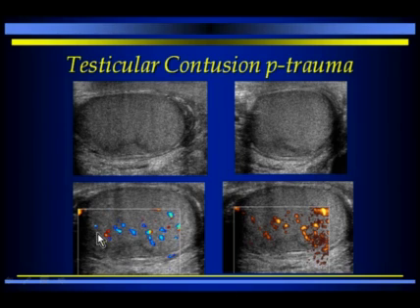You can see here, this is the Doppler flow with color Doppler, with power Doppler. The normal testis has flow. The contused area does not demonstrate the presence of flow.